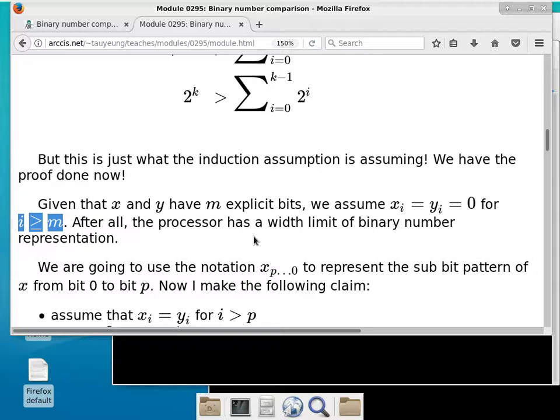Is that okay? Because you can always pad as many zeros as you want to the left-hand side of a number. It doesn't change the value. So that's what this part is saying.